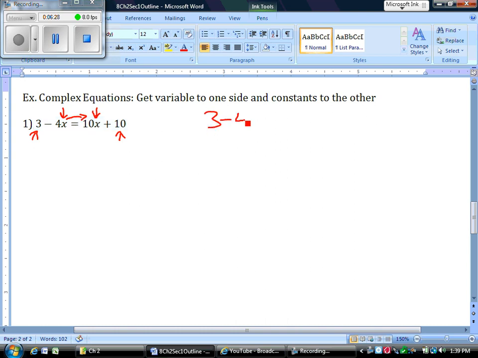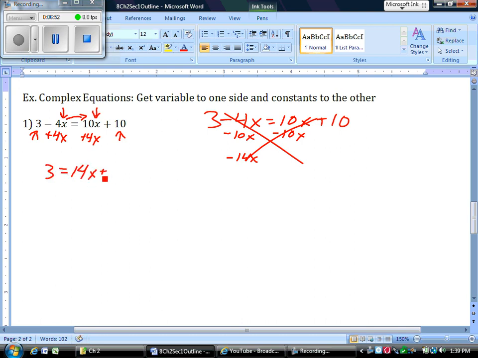If I think through this real quick, if I were to take this 10x and subtract it, I'm going to end up with a negative 14x. I don't like working with negatives, especially in front of variables. So I'm going to see if I add 4x to both sides, that's going to keep everything positive. And I have 3 equals 14x plus 10. Since my variables came to the right, that means my constants have to go over to the left. So I have to get rid of that 10. And that gives me negative 7 equals 14x.